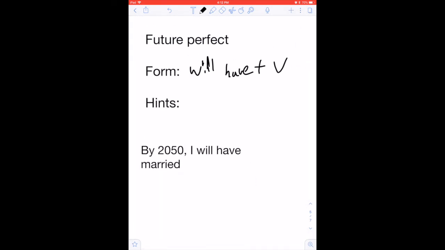So basically the hint will be very efficient. So by 2020, I will have married. So by this time, I will have married. Right? This is more clear than the other two perfects. It's basically just between present and perfect.